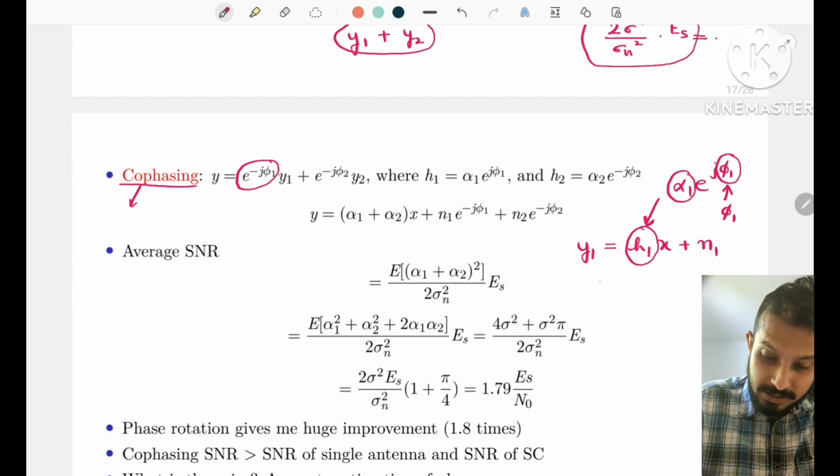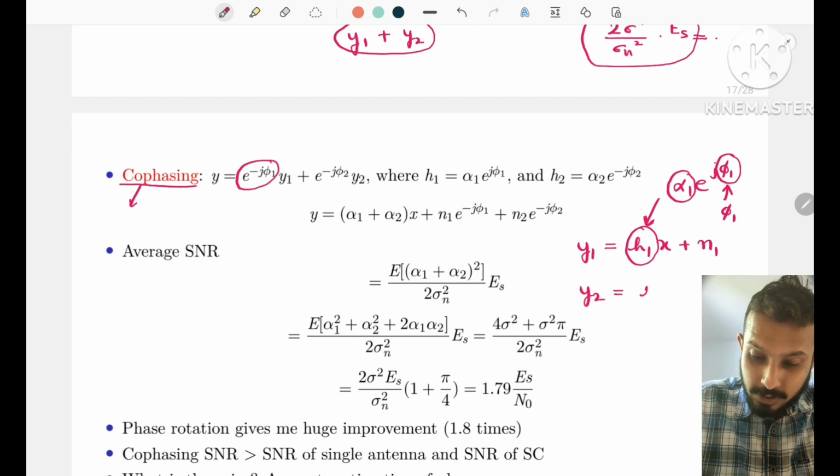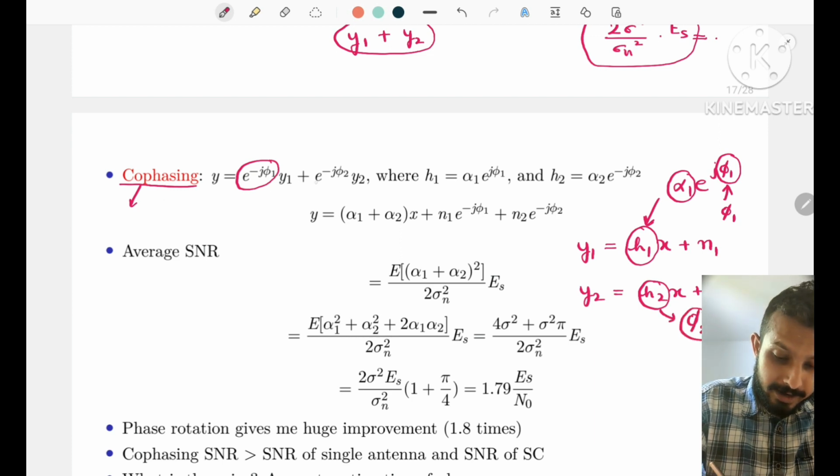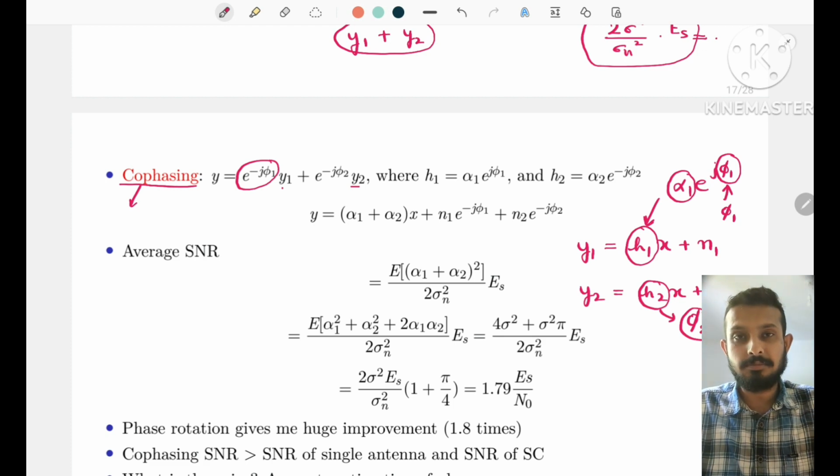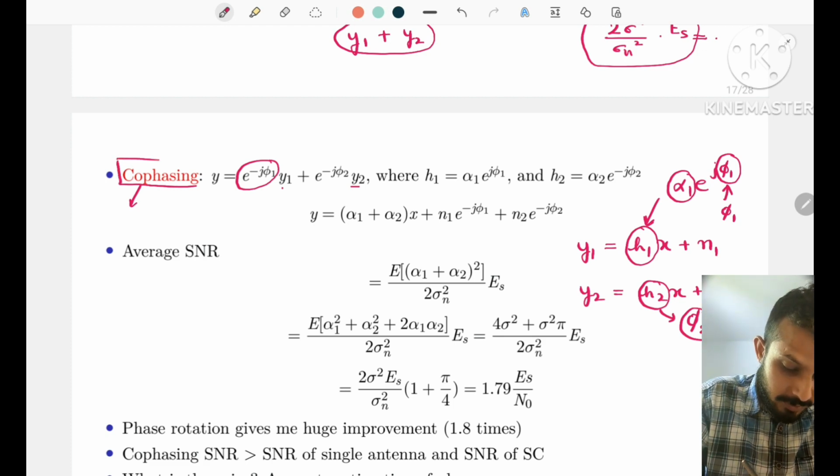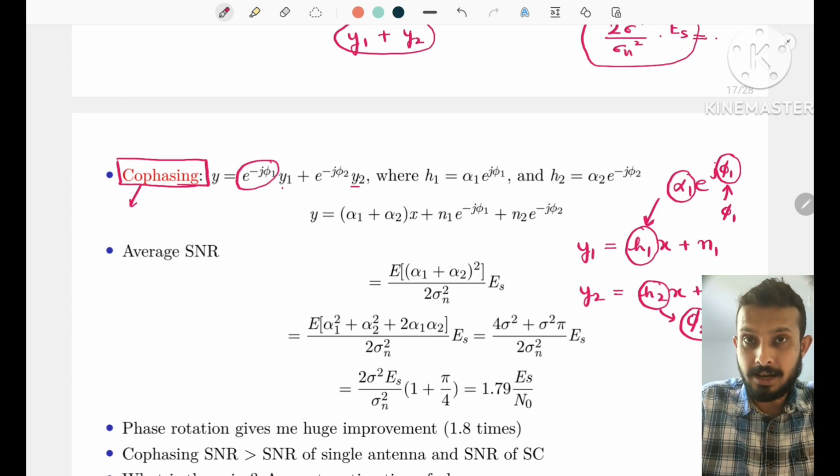Similarly, when we have y2 is equal to h2 x plus n2, let's say in this case the channel has provided a rotation of phi 2, and at the receiver side we will just multiply it by e raised to power minus j phi 2 times y2. So in cophasing, we basically estimate the rotation provided by the channel, and at the receiver side we multiply it by the negative of this rotation. We again rotate the signal with the same rotation.